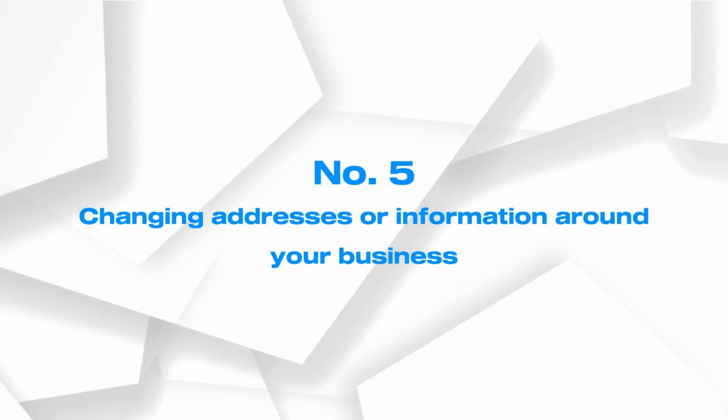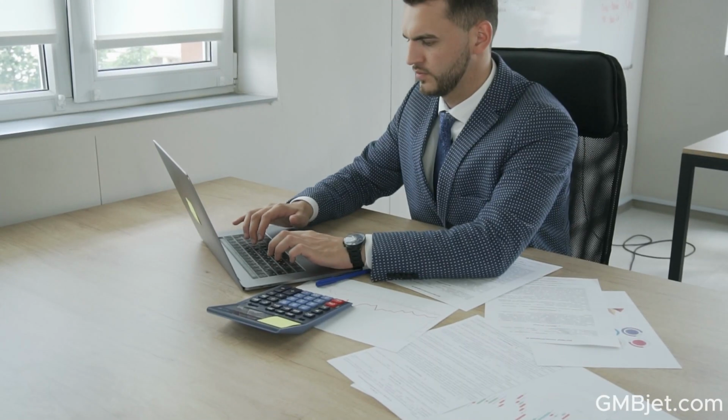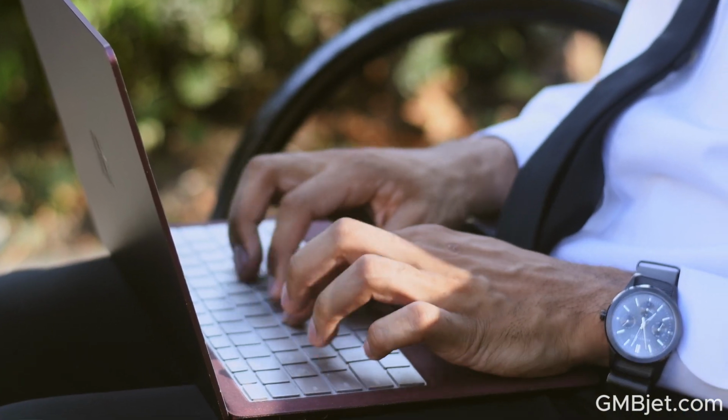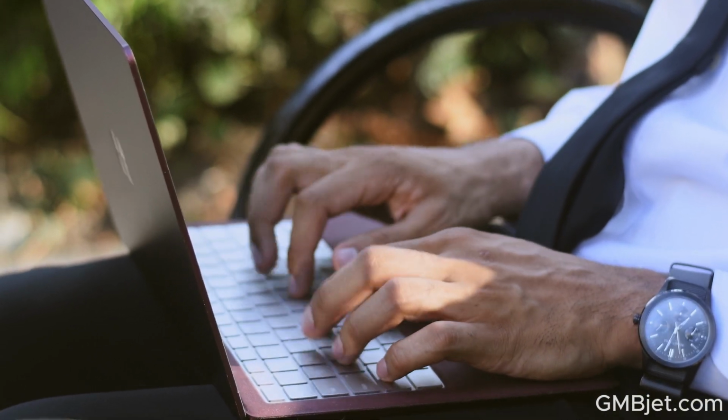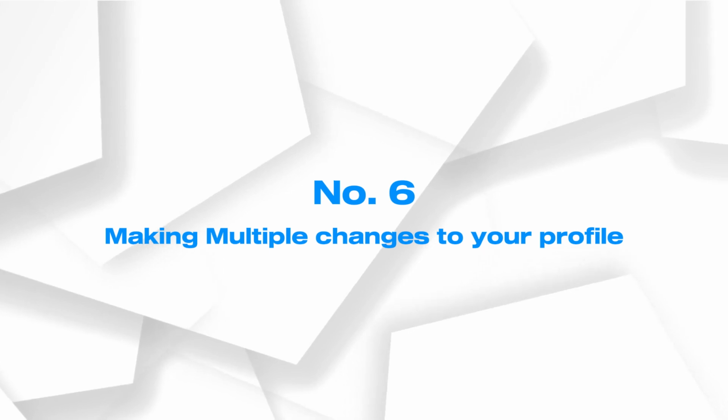Now, changing addresses or changing information around your business, changing a lot of information at the same time. A lot of people try to change their business address, change their business name, change their categories. Google wants to see stability. They want to be sure you're not changing too many things at a very fast rate. So when you haven't changed anything around your business in, let's say, the past 6 months, and now you suddenly want to change everything, you are potentially opening yourself up to a suspension.